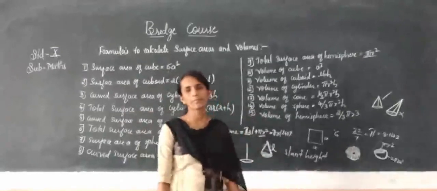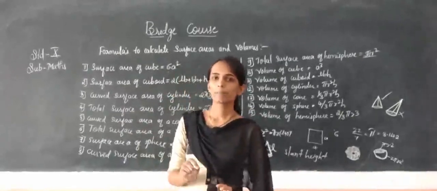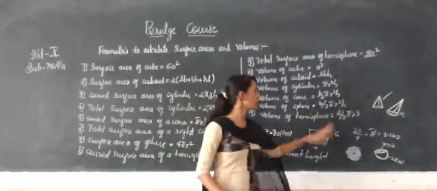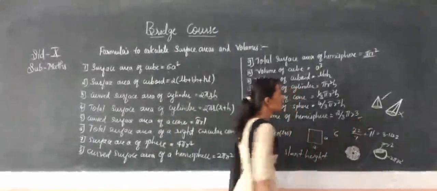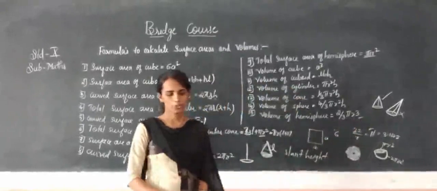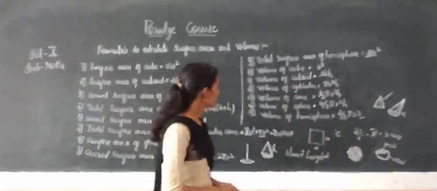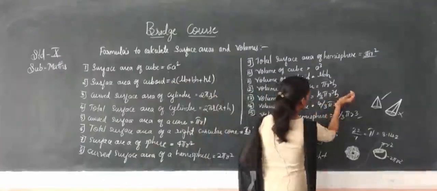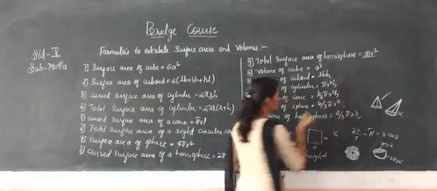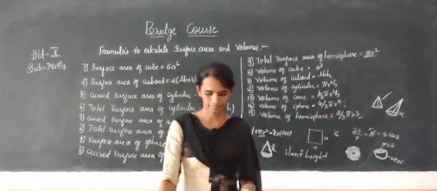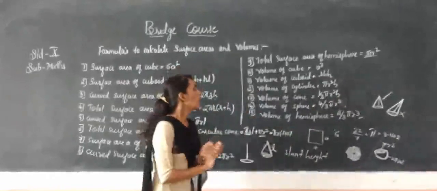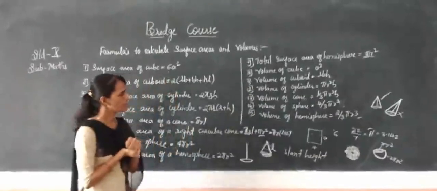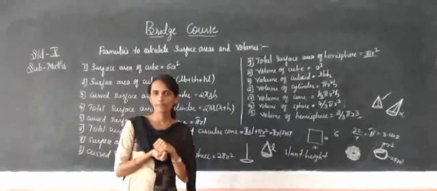And the volume of the hemisphere will become 2 by 3 pi r square h, because it is pi r cube, not pi r square h. That will become pi r cube. So here also I wrote it wrong: 4 by 3 pi r cube is the volume of the sphere. So these are the 15 formulas, very important.